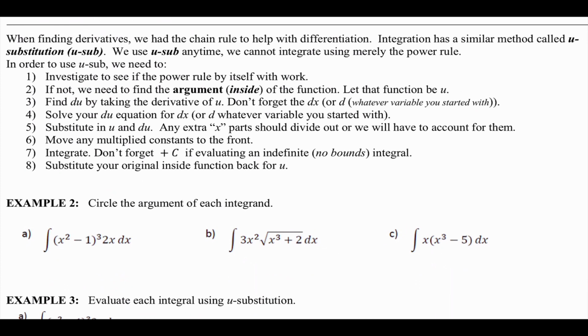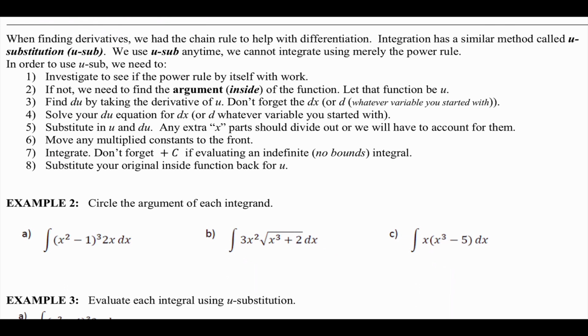Okay? So what is U-substitution? When we're finding derivatives, we have the chain rule, right? We had the chain rule. We had all these types of rules, right? Lots of rules. The main one we used was chain rule and power rule. Well, for antiderivatives, we only have one rule so far. Power rule, right? Add 1, divide by the new power.